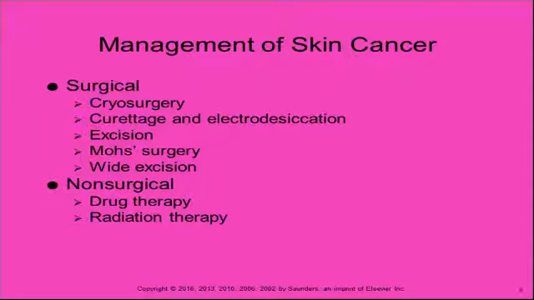Again, chronic skin damage or any type of chronic irritation can lead to a squamous cell. Any type of wound that remains open for a long period of time also puts the person at increased risk for malignancy.